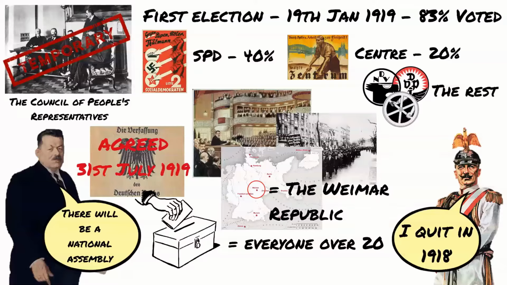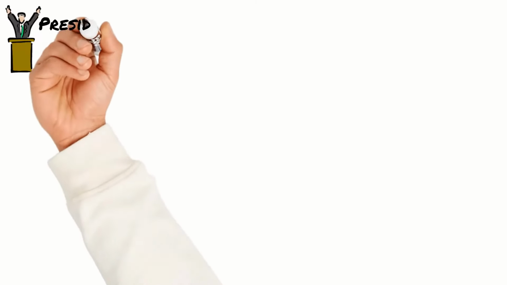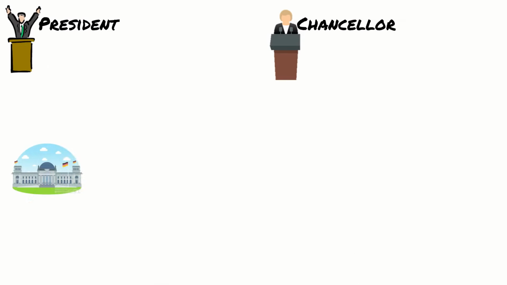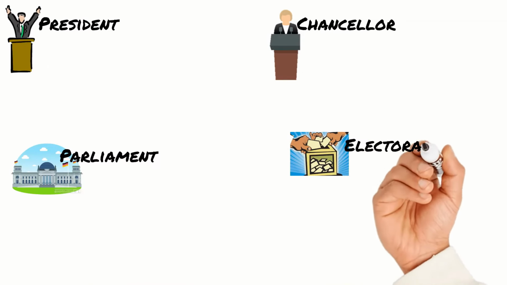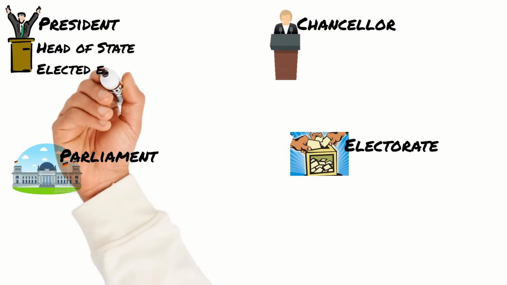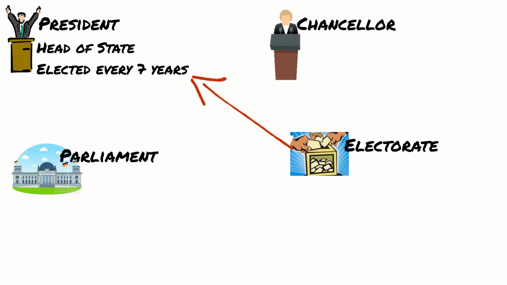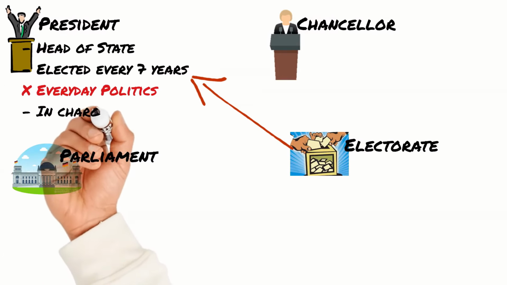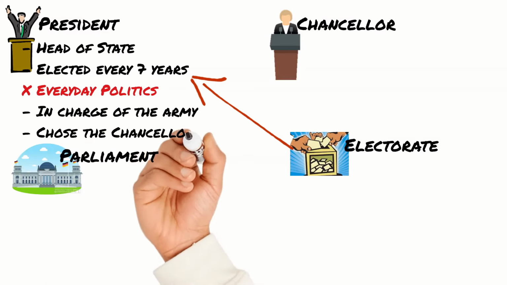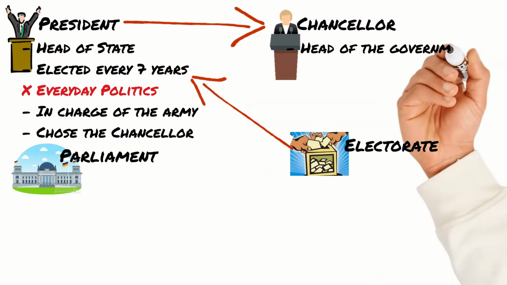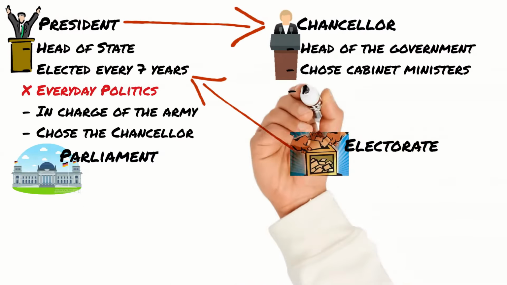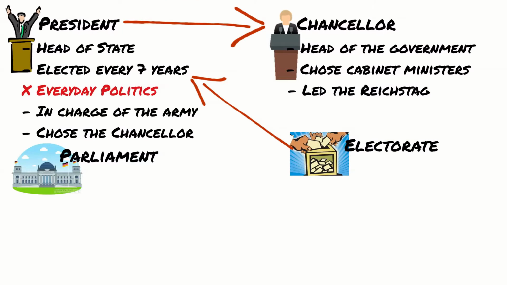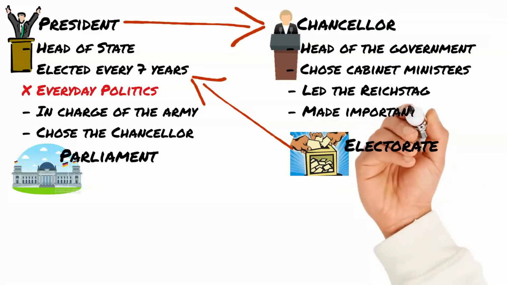The Constitution set out how the government should operate and its structure. The new makeup of the German political system was to include a president, a chancellor, the parliament, and the electorate. The president was the head of state and they would be elected every 7 years. However, they were not to take part in everyday politics, but they would be responsible for the army and for choosing the chancellor. The chancellor, chosen by the president, was the head of the government. They were responsible for choosing the government ministers and for leading the Reichstag, the German parliament. They worked with their chosen ministers to ensure the country was running smoothly and made important decisions.